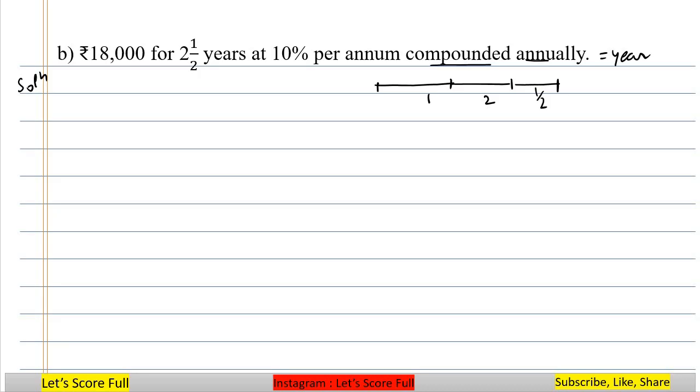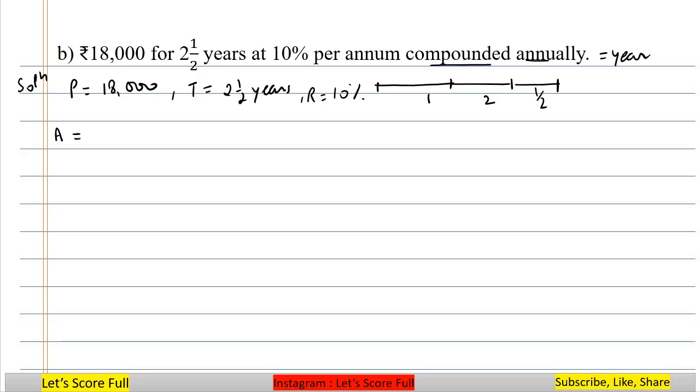What we will do, we will solve compound interest for the whole years, that is 2 years, and for the remaining half year we will calculate the simple interest and then add. I'll show you how. Here the principal is 18,000, time is 2.5 years and the rate of interest is 10%.